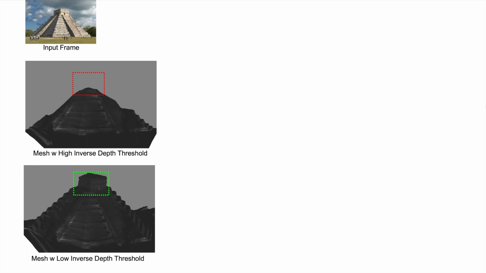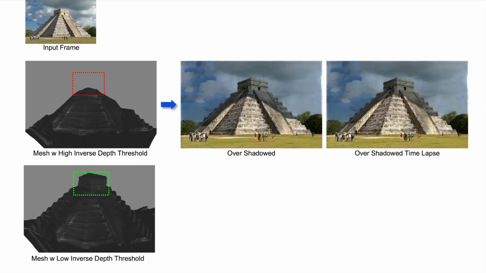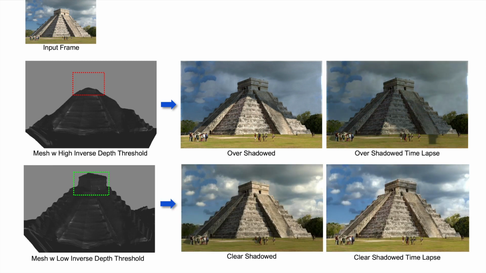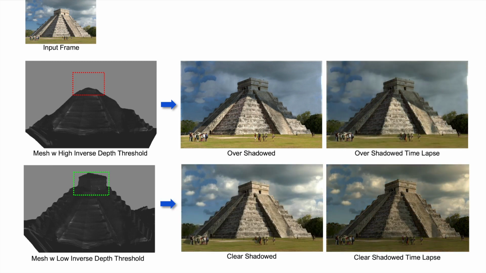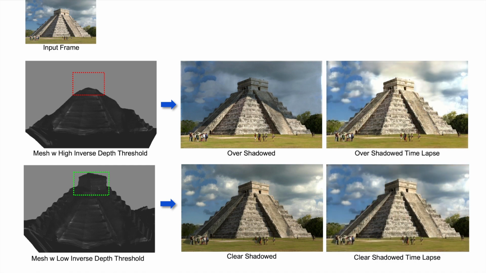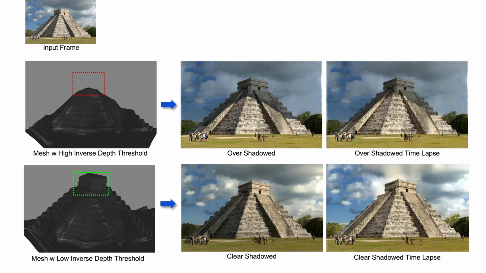Different levels of inverse depth thresholds can help scene mesh manipulation. For a high inverse depth threshold, a phantom wall gets formed. As a result, the top part of the pyramid has been mistakenly cut off by the depth boundary, resulting in the overshadowed scene with a very dark sky. Our method utilizes a low inverse depth threshold, which helps push the depth boundary further away so that the shadows of the objects located in the far depth range can also be rendered properly.